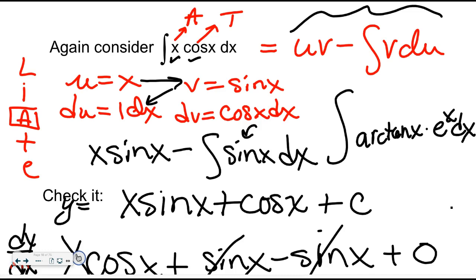E to the x, right? So do you see why that's my last u choice? Because I want it to be dv. Because what's the antiderivative of e to the x? E to the x, correct? Do you see how the first choice is the natural log function?